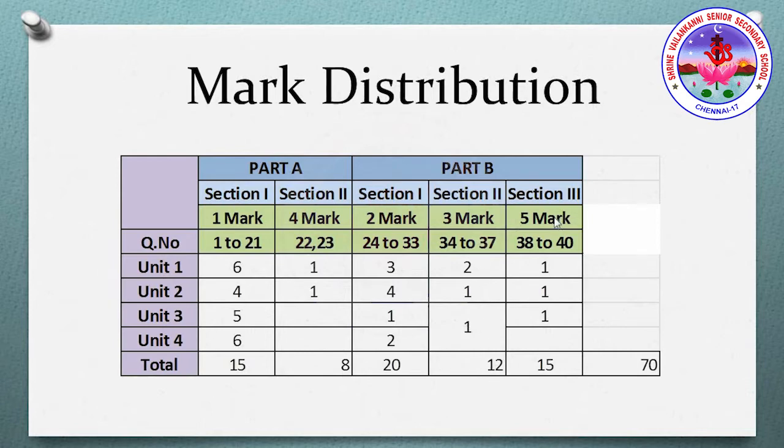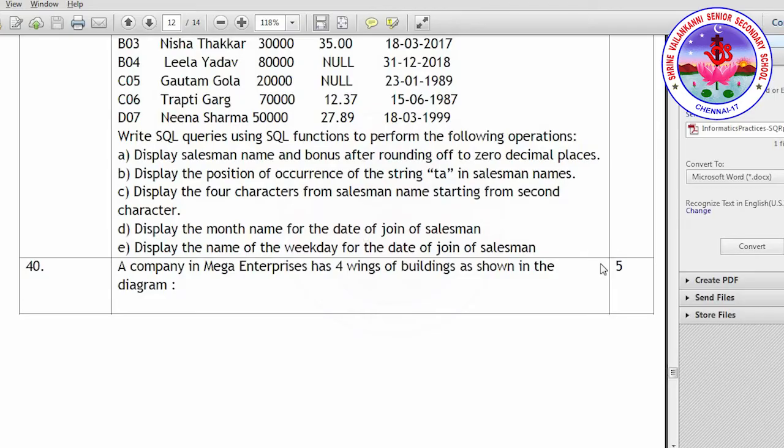And section 3, the 5 mark questions. From unit 1, 1 question, unit 2, 1 question, and unit 3, 1 question. Under unit 2 you have internal choice. So totally 15 marks. Altogether we will get 70 marks. In this video we are going to see only the MySQL part, the SQL queries and what questions are asked from unit 2. So let's move on to the question paper.